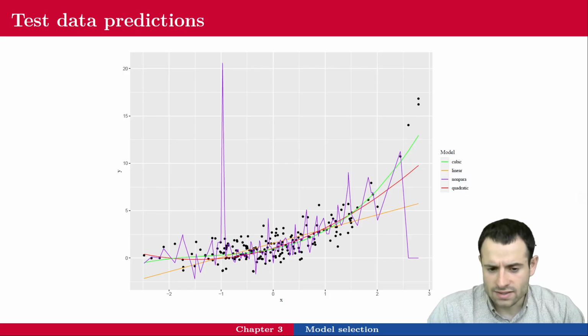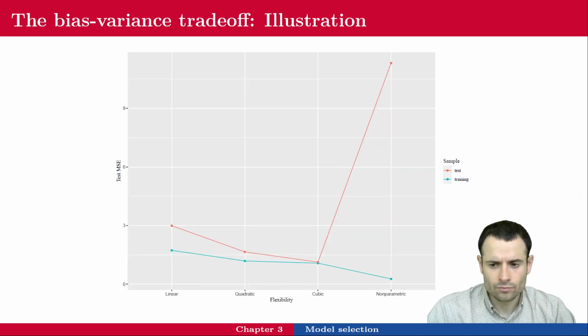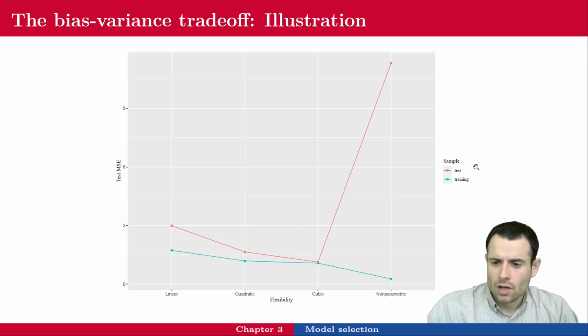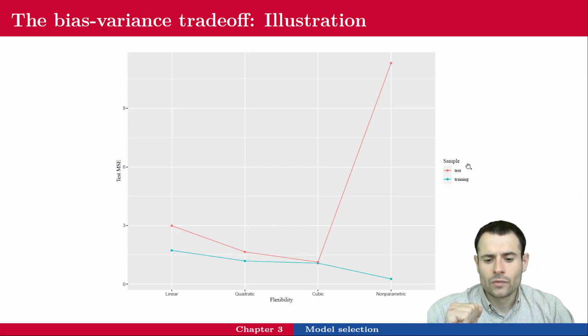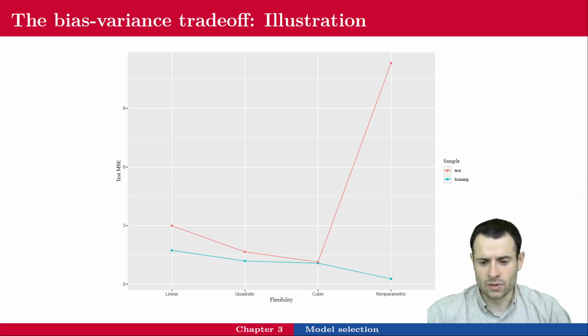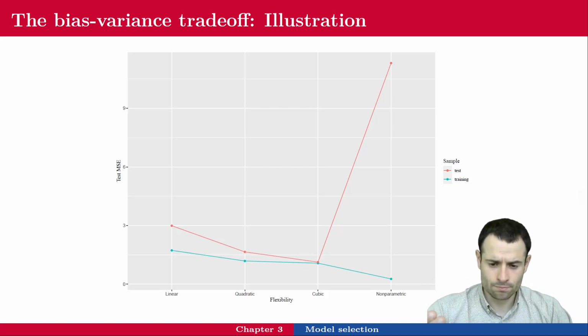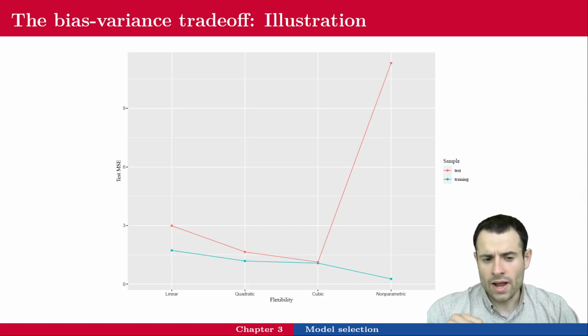Now, let's look at the actual MSEs for each data set and each method and see which method is doing the best in terms of predictive power. So I have two samples, the test sample and the training sample. Note that on the x-axis, I report flexibility with linear, quadratic, cubic, non-parametric. So from left to right, we are going higher and higher in terms of flexibility. And on the y-axis, I report the value of the MSEs I showed before.